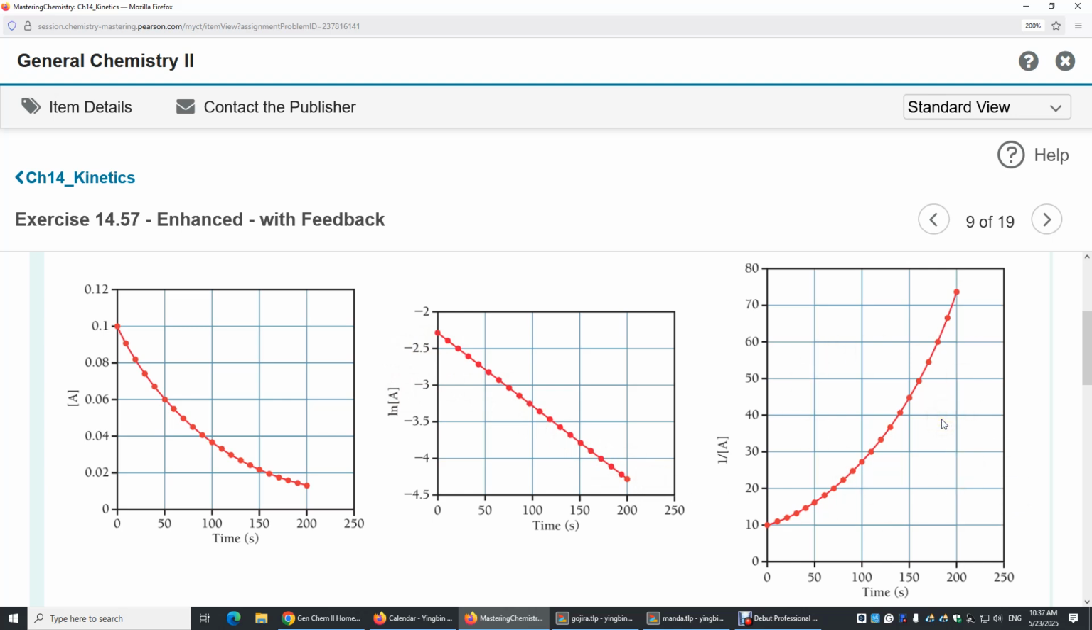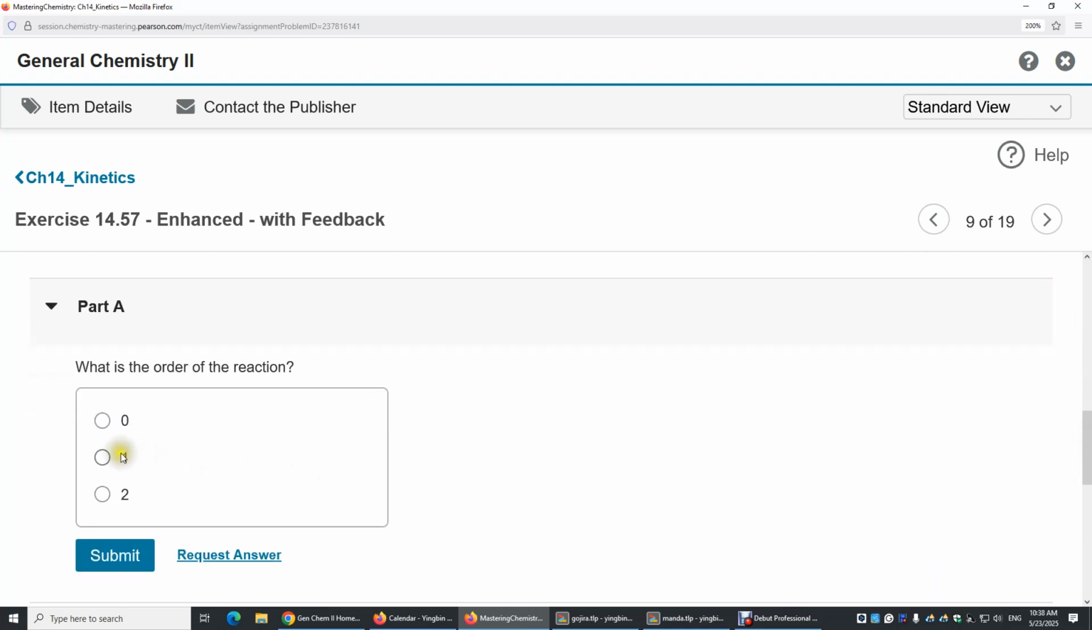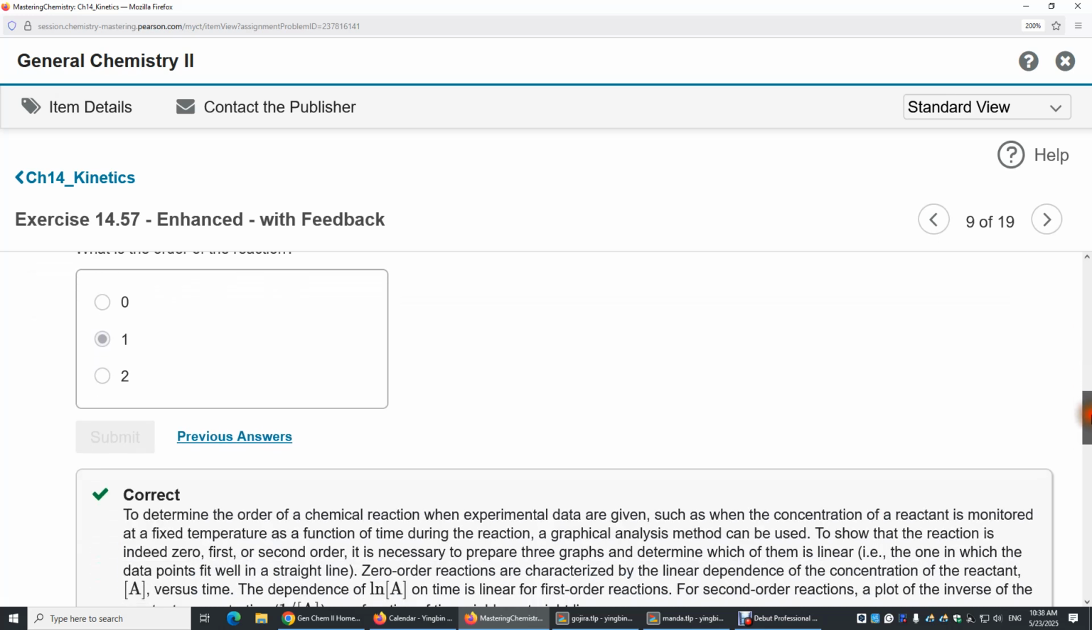The third graph tells us it's not a second order reaction, because for second order reactions, the reciprocal of A should be linear with time, and it's not. Therefore, this is a first order reaction for sure. Not zeroth, not second, first.